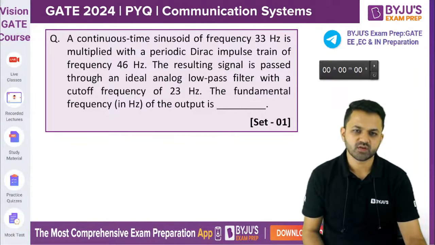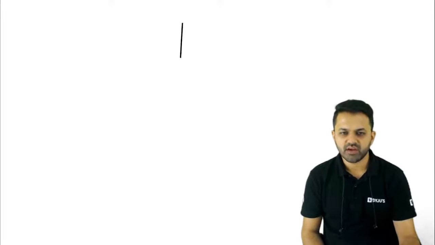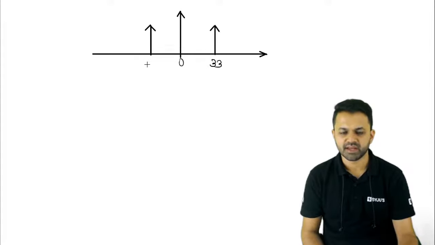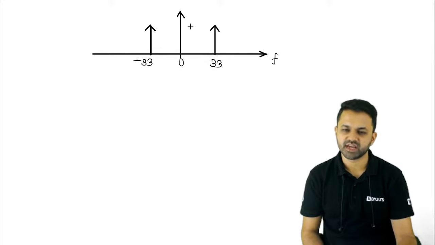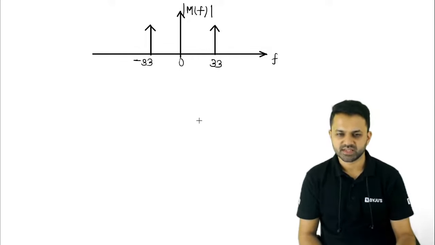Now here you can see we have a sinusoidal signal. What is the sinusoidal signal? This is the sinusoidal signal having the magnitude spectrum with impulses at two frequencies, plus 33 and minus 33. I am taking the magnitude spectrum only. You may wonder why we are not showing the negative sign, because when you take the Fourier transform of the sinusoidal signal you get a minus, but I am taking the magnitude spectrum.